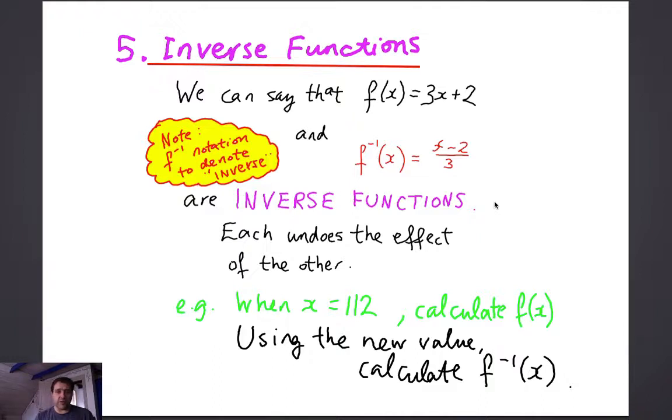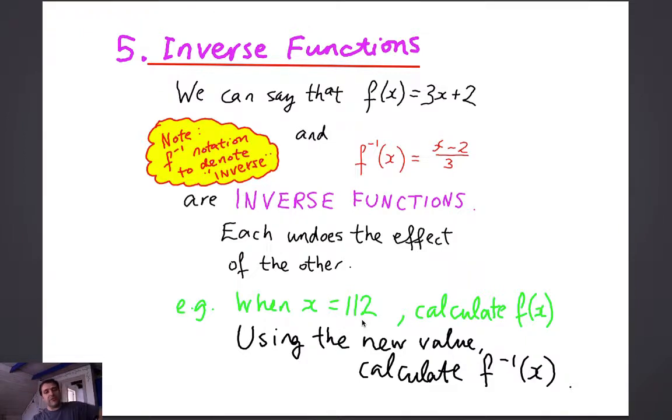So for example, when x equals 112, if we calculate f of x, and I suggest you do that now, find out what f of x comes out to be, and then take that f of x and put it in f minus 1 of x, and you should get back to 112. So pause the video, try that, and then we'll reveal the answer.